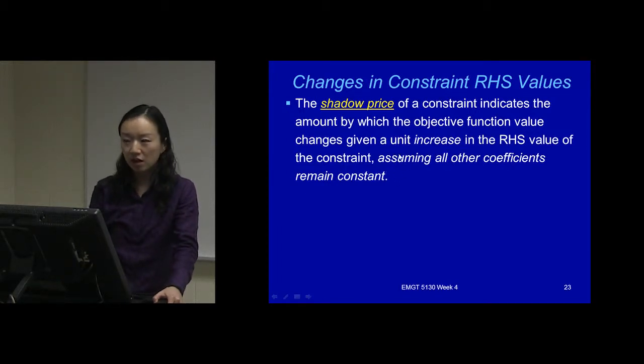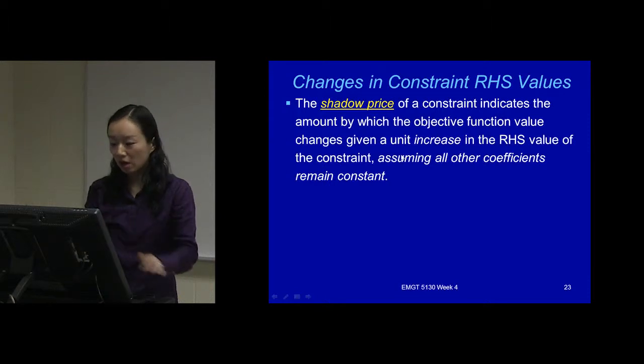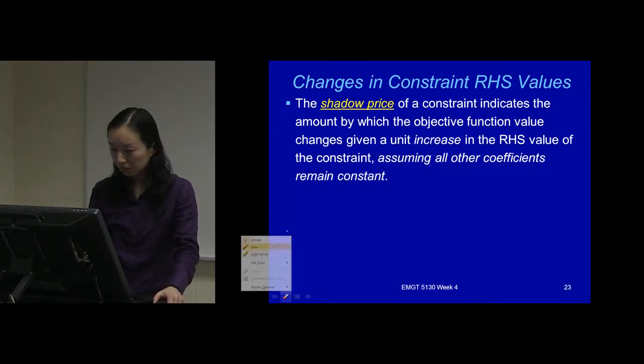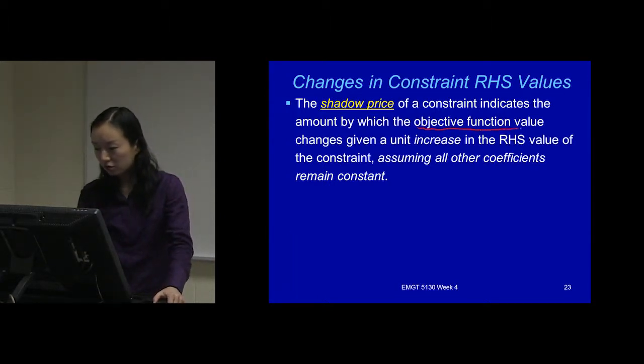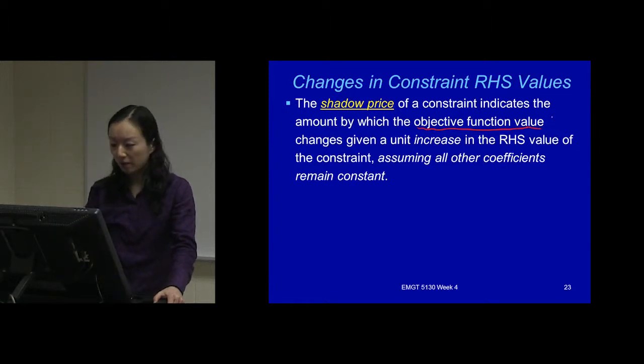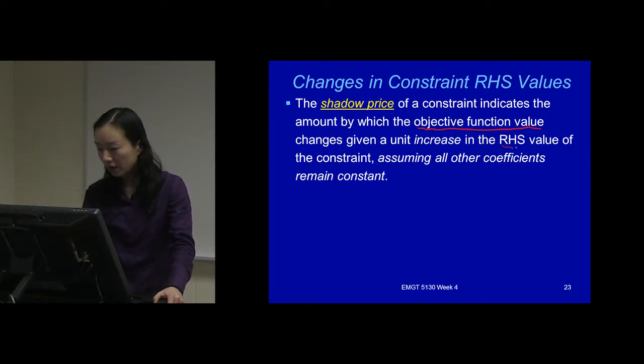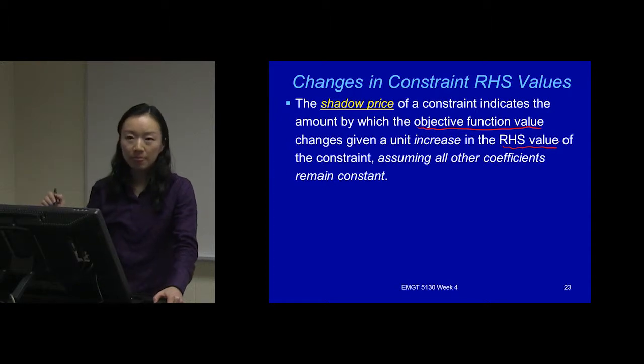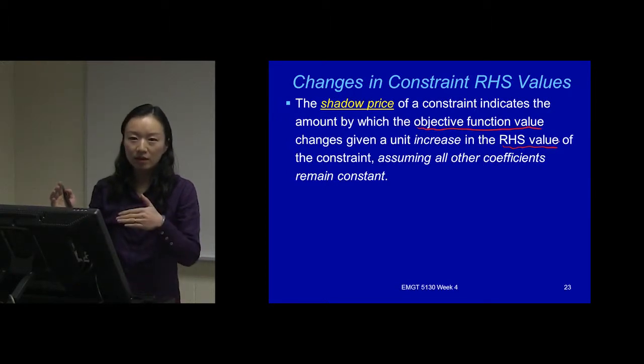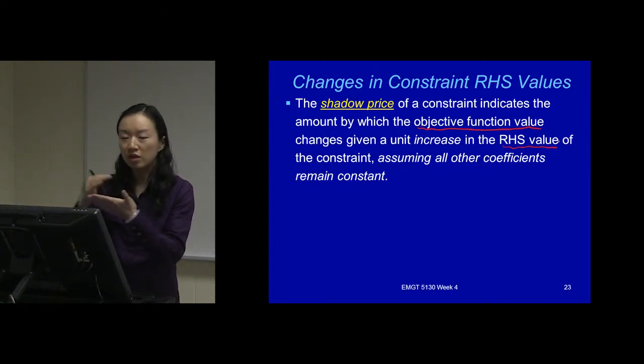So you can see now we're looking at the impact on the objective function value. It's no longer about the solution, and it's talking about the right-hand side value. And we talk about binding constraints and non-binding constraints. We know that for those binding constraints, all the resources are used up, so left-hand side equals the right-hand side.